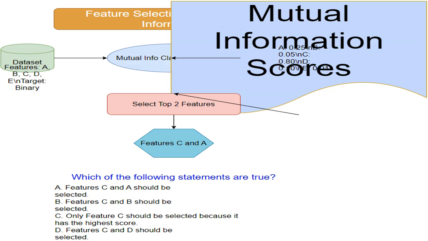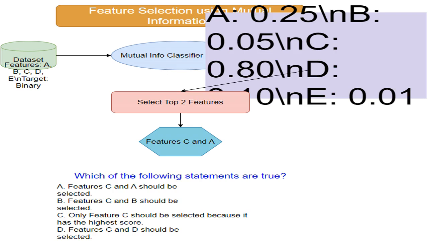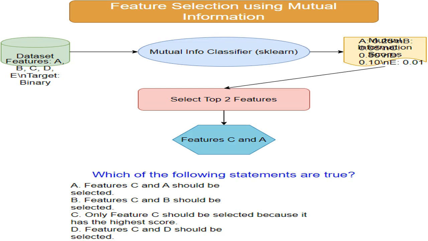Each number shows how much information each feature gives me about the target. Feature C has the highest score, 0.80, indicating it's strongly related to the target. Feature A has the lowest score, 0.01, suggesting a weak relationship. I want to pick the 2 features that give me the most information about what will happen.